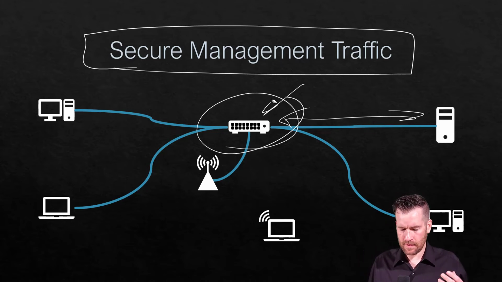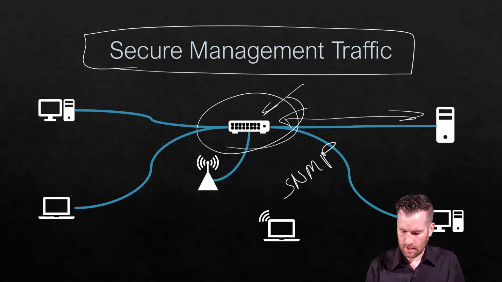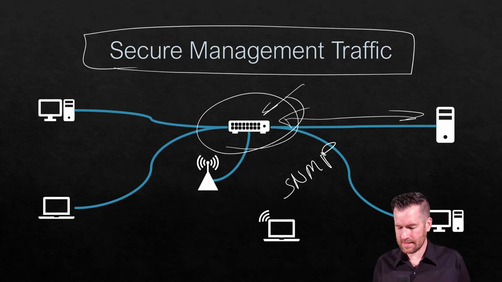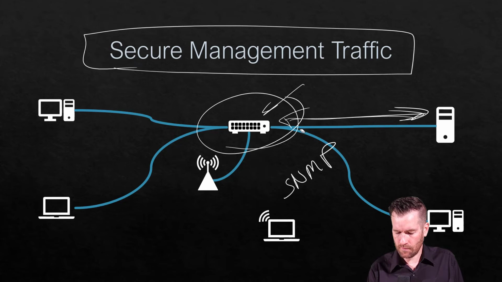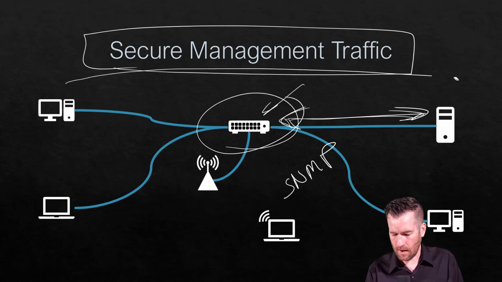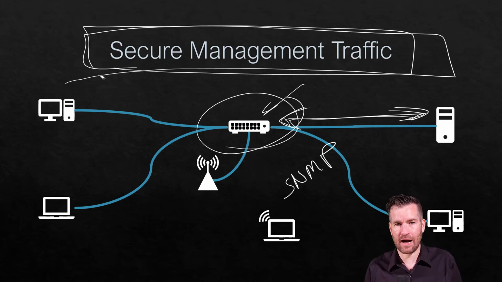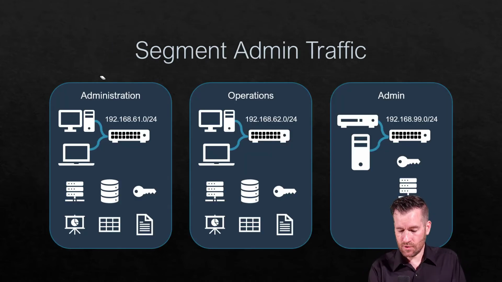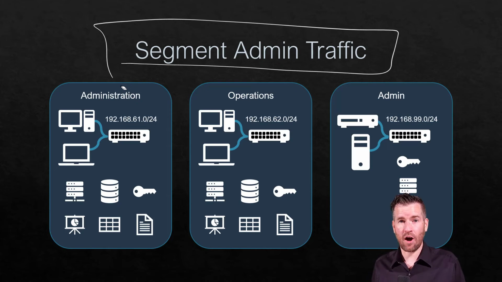Another example of this would be the Simple Network Management Protocol, SNMP. So SNMP is network management traffic that goes back and forth between devices, so that way you can start recording what's going on in your network, and that also should be secured. So when you're securing and hardening your network, make sure you take a look at your management traffic and secure the management traffic. One way to do that is to segment the admin traffic onto its own network.